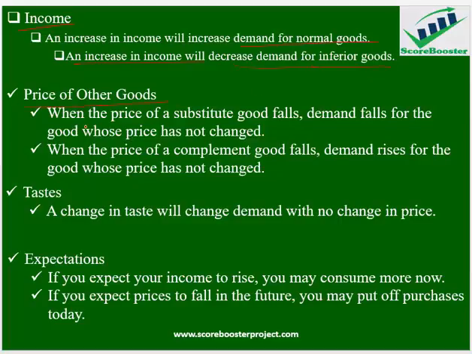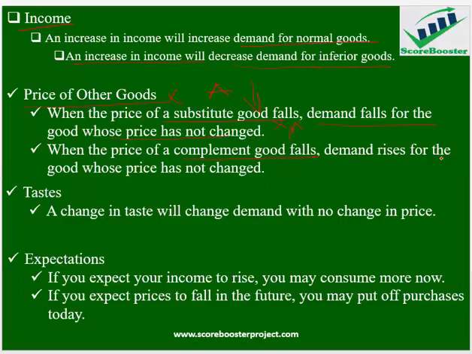Price of other goods. When the goods are substitutes, when the price of substitute goods falls, demand falls for the goods whose price has not changed. Yes, if the price of A reduces, then the quantity of B will reduce, if its own price also remains. When the price of a complement good falls, okay, the demand rises for the other good, and the price of the other good remains unchanged.